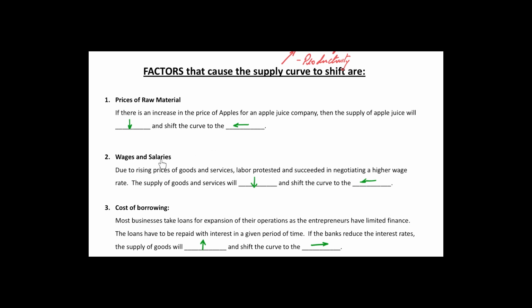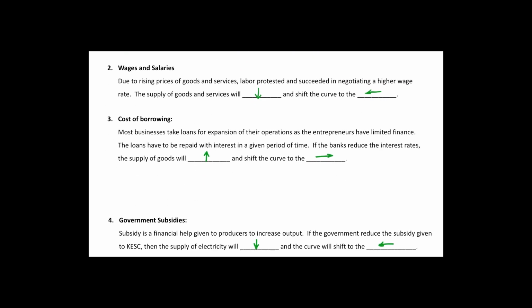If wages and salaries go up because the labor protested and were able to negotiate higher wage rates, again the producers will have less money to do production, they'll produce less, and the supply curve will shift to the left. Third is about cost of borrowing.